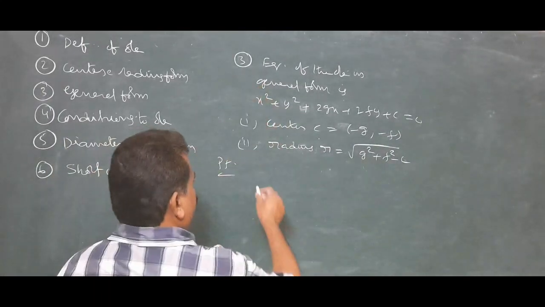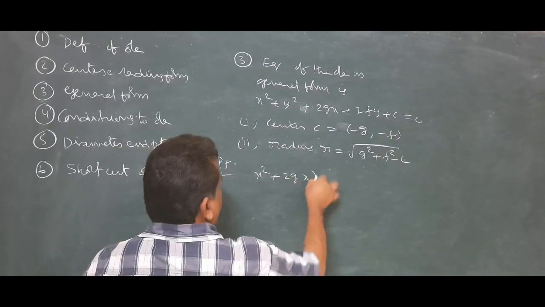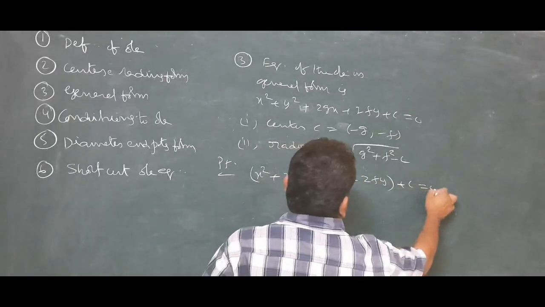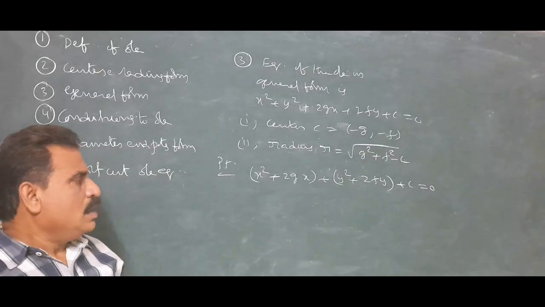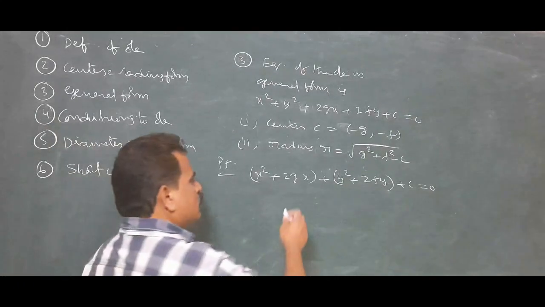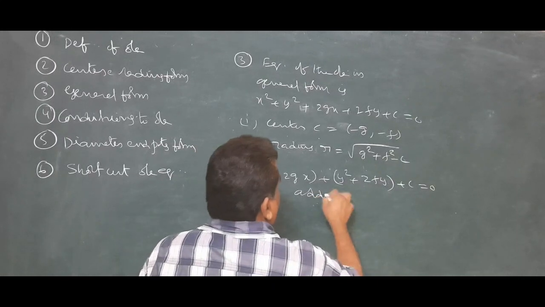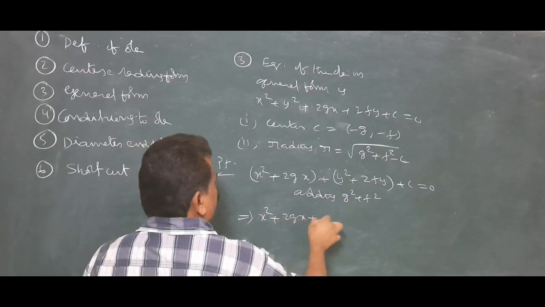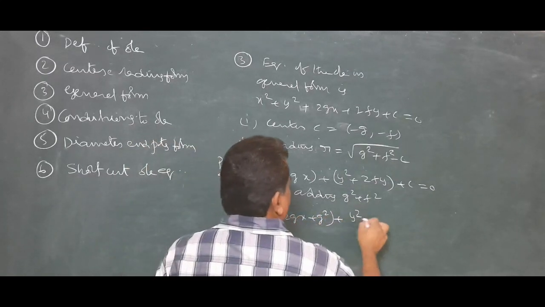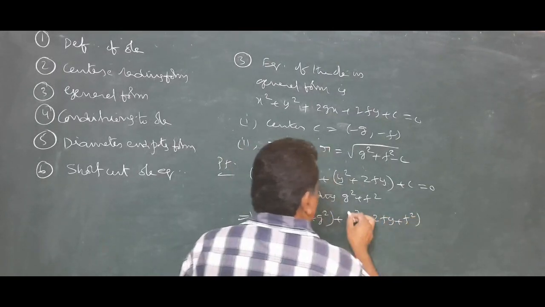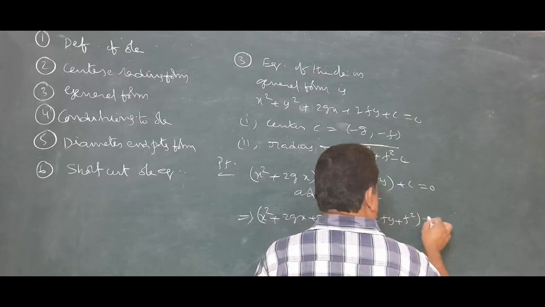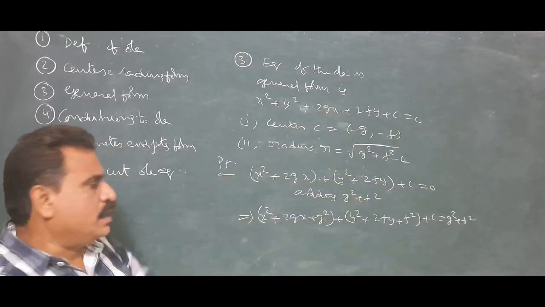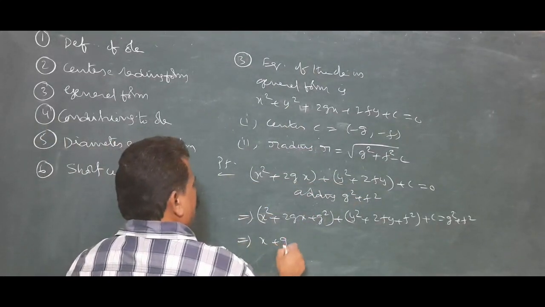Look here, that equation, rewrite that x square plus 2gx plus y square plus 2fy plus c equal to 0. Just we change that. Adding both sides g square and f square, which implies x square plus 2gx plus g square plus y square plus 2fy plus f square plus c equal to g square plus f square. Take c that side. So first one follows x plus g whole square.